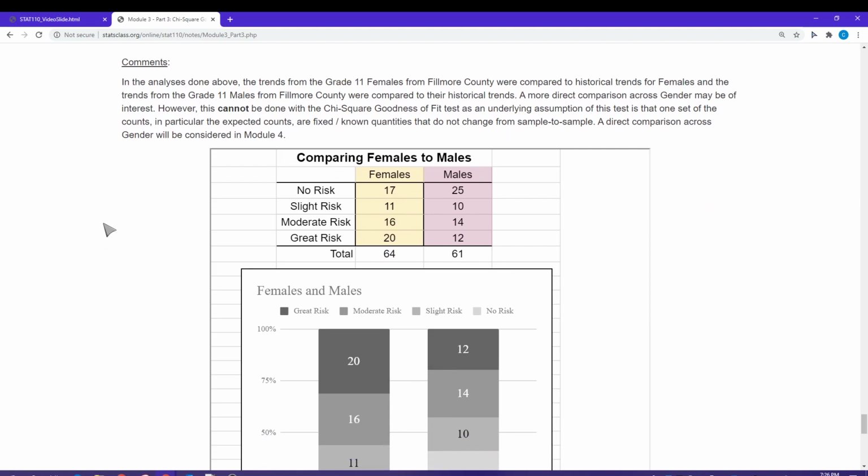Now, one thing that we did up above is we compared the grade 11 females to their historical trends, and we compared the grade 11 males to their historical trends. A more direct comparison of gender may be of interest. So in other words, just do a direct comparison between the grade 11 females in Fillmore County to the grade 11 males in Fillmore County. Now, this cannot be done with the goodness of fit test.